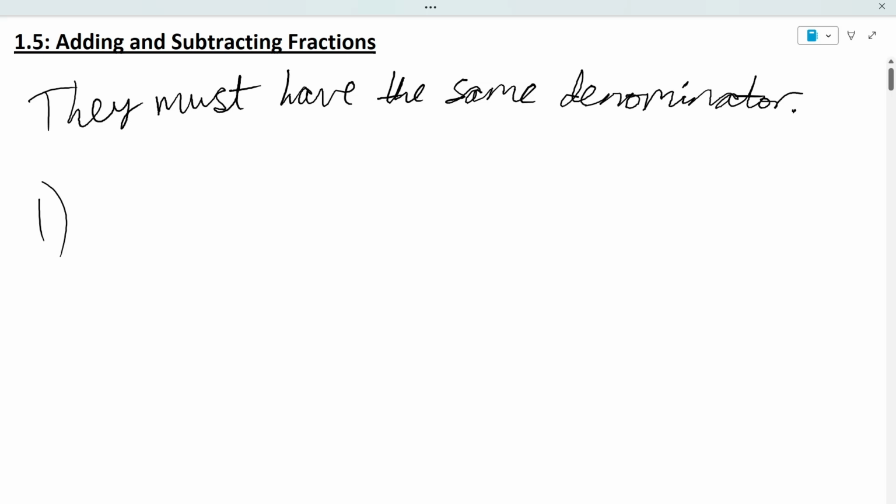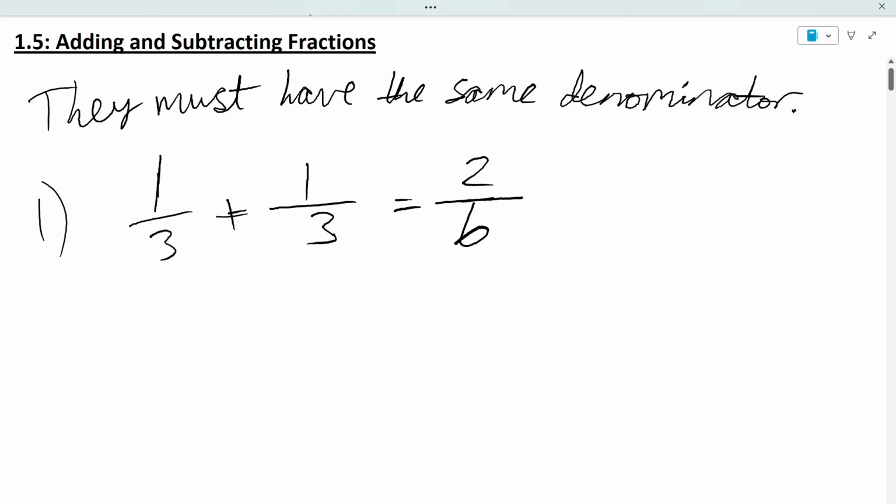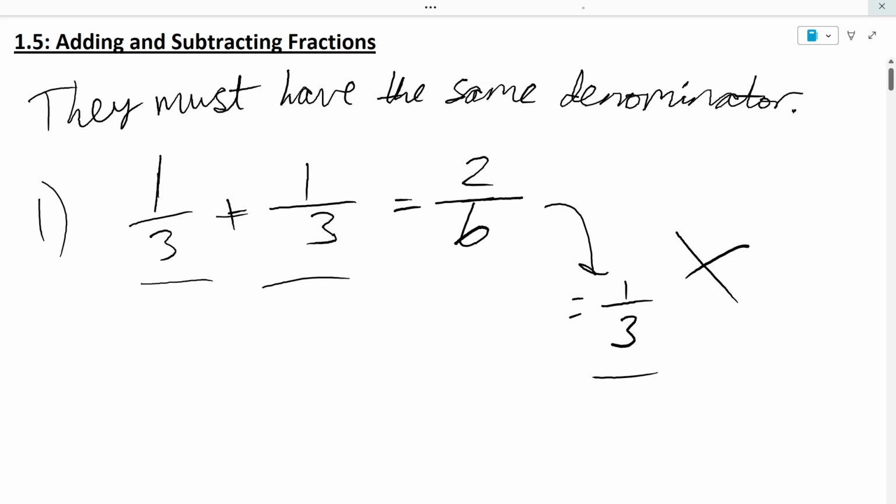So let's say that I had a third plus another third. Well, the only important thing to do here is to not do 1 plus 1 is 2 and 3 plus 3 is 6, because then you end up with 2 sixths, which we know from 1.2 is equal to a third. And obviously a third plus a third is not going to stay as a third, so that is clearly very wrong.